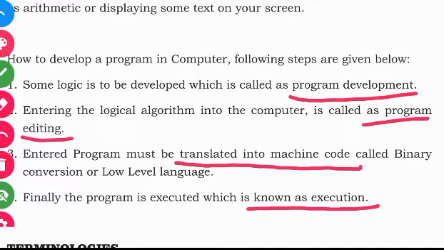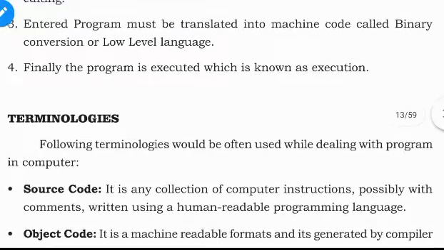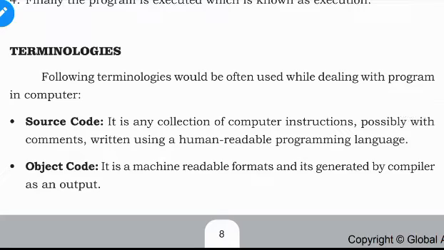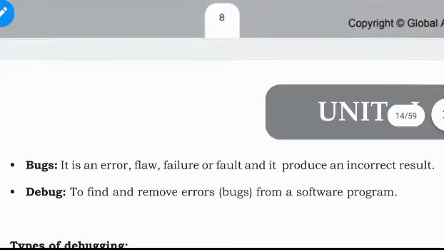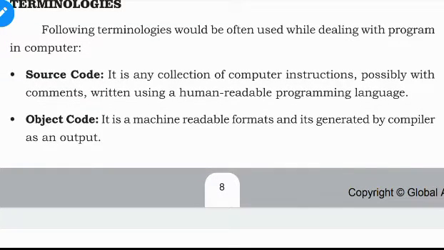Okay. So again we will be seeing terminologies of C language. The following terminologies are often used while dealing with programs in a computer. This includes 4: source code, object code, and bugs and debugs. Let me see what is source code. Source code is a collection of computer instructions, possibly with commands, written using a human readable programming language. So what we are coding is called the source code, the program written by the human. Then object code, which is translated into the machine readable format, is called the object code.